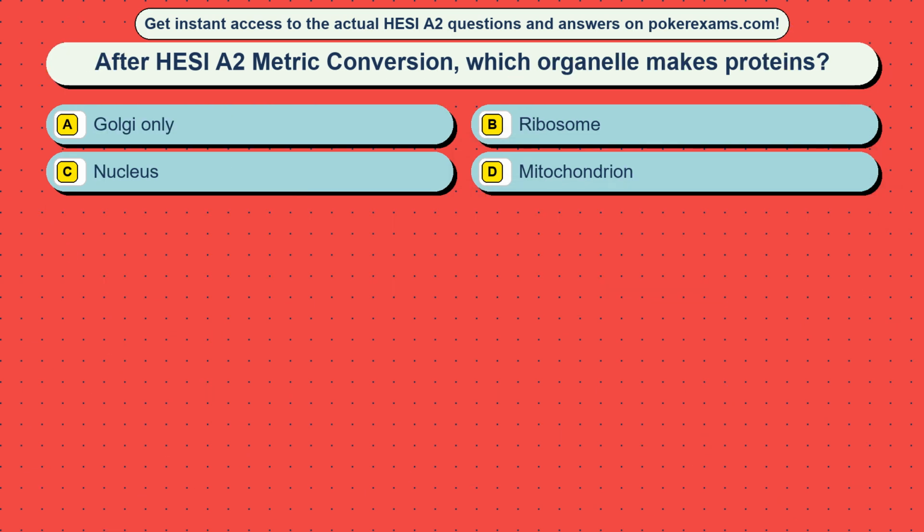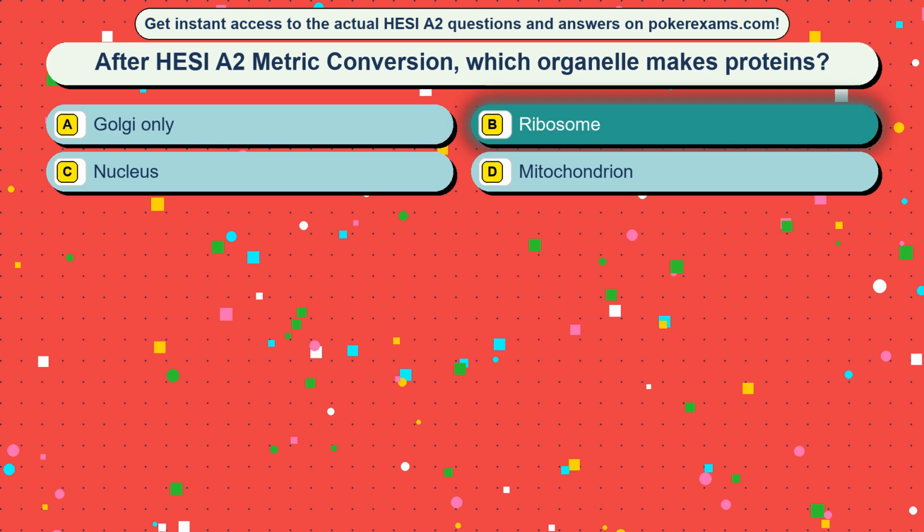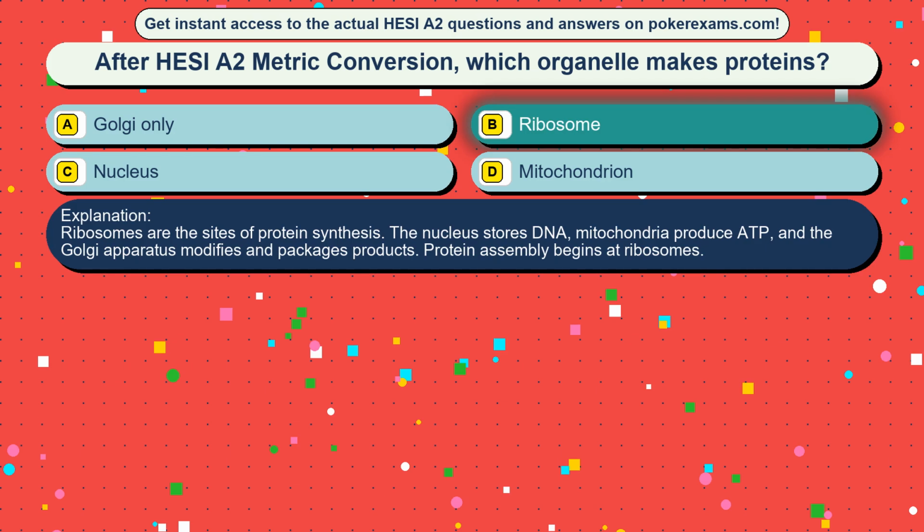Question 16. After HESI A2 metric conversion, which organelle makes proteins? Option A, Golgi only. Option B, ribosome. Option C, nucleus. Option D, mitochondrion. The correct answer is option B, ribosome. Ribosomes are the sites of protein synthesis. The nucleus stores DNA, mitochondria produce ATP, and the Golgi apparatus modifies and packages products. Protein assembly begins at ribosomes.